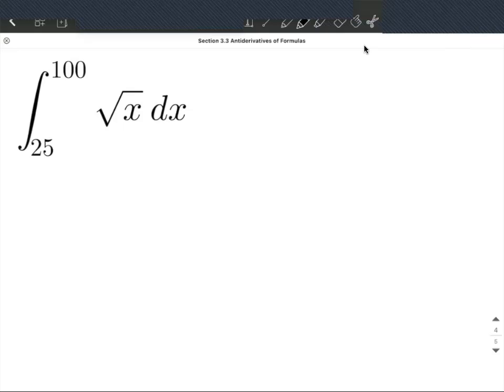All right, let's evaluate this definite integral. So the integral from 25 to 100 of the square root of x dx. To do this one, what I'm going to do first is just rewrite it so I can see the exponent. So still evaluating from 25 to 100, but this time, instead of a square root, because our index here is a 2, I can rewrite this square root as 1/2 as an exponent.